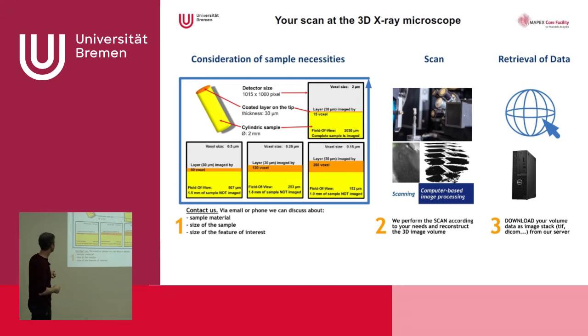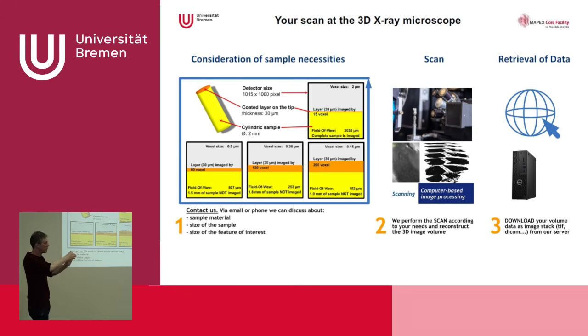Imagine here we have a cylinder with a 30 micron thick layer of interest, some kind of coated layer on the tip. If you want to image the whole stick, 2 millimeters, and we have a detector field of 1000 times 1000 pixels, we only have a resolution of 2 micron. So nothing much, we have only 15 voxels to see what's happening in the layer.